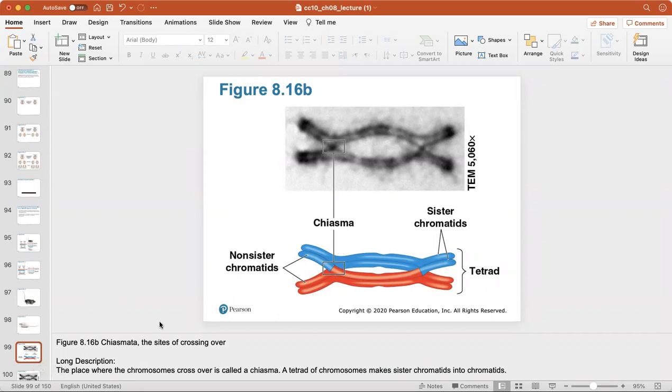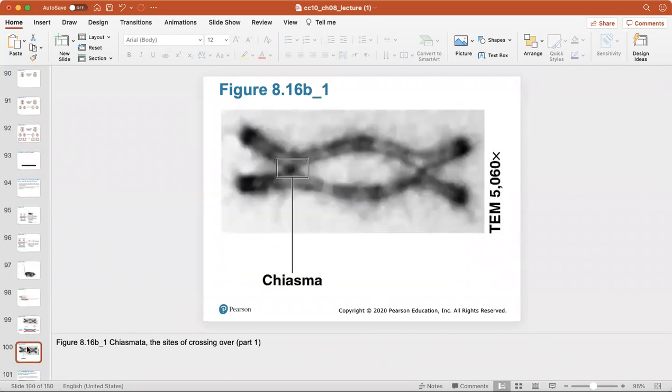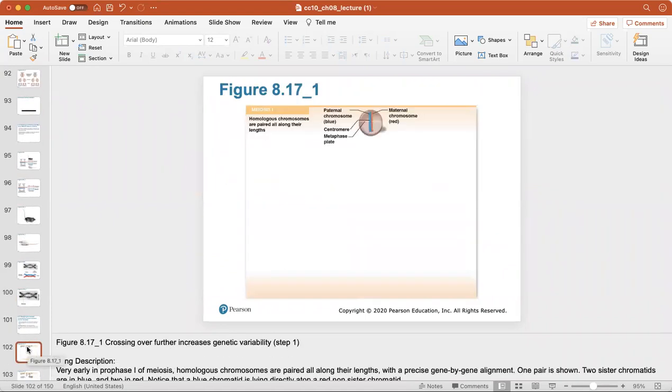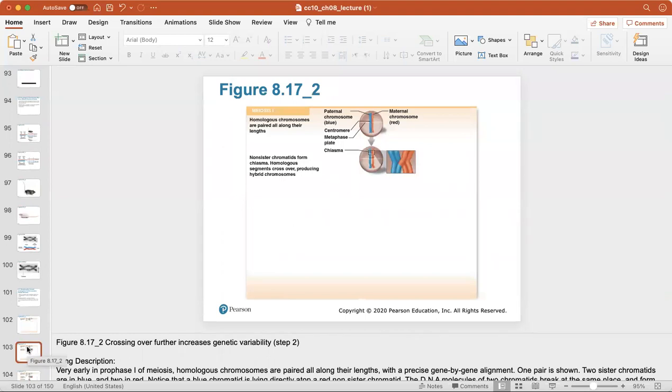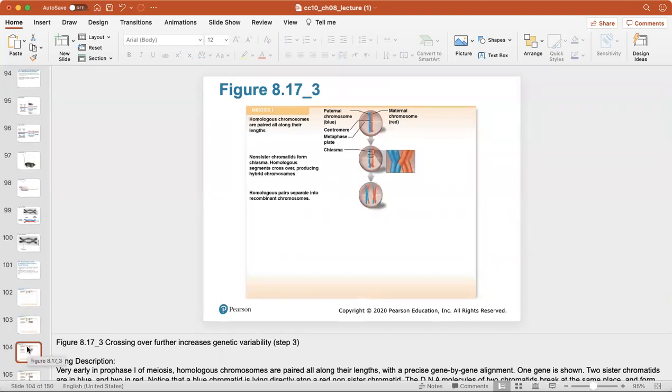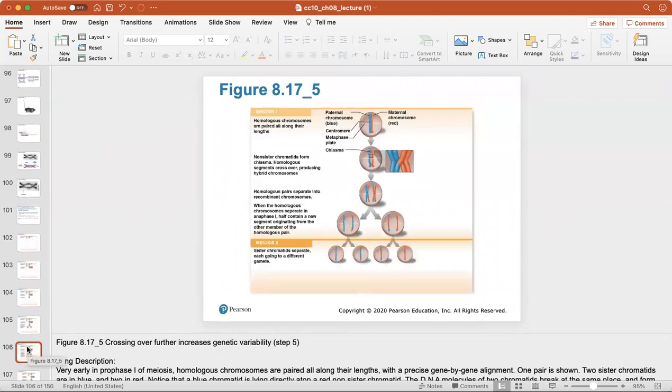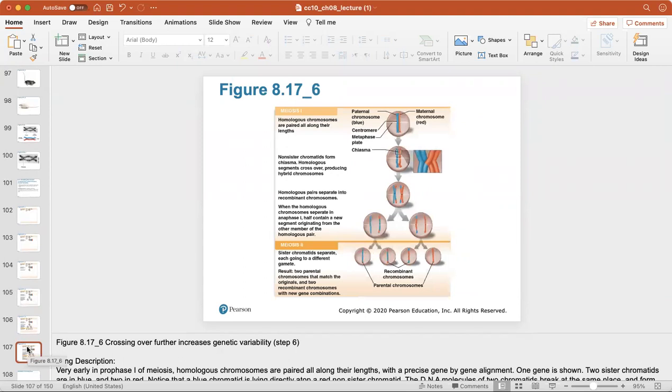This shows the sites of crossing over, and that's called the chiasma, the place where the chromosomes cross over. And a tetrad of chromosomes makes sister chromatids into chromatids. So you can see this crossing over is shown here, the chiasma. All right, so here's a look at the crossing over and how it increases genetic variability even further. That's because the chromosomes are crossing over and they are switching out genetic information from each other.